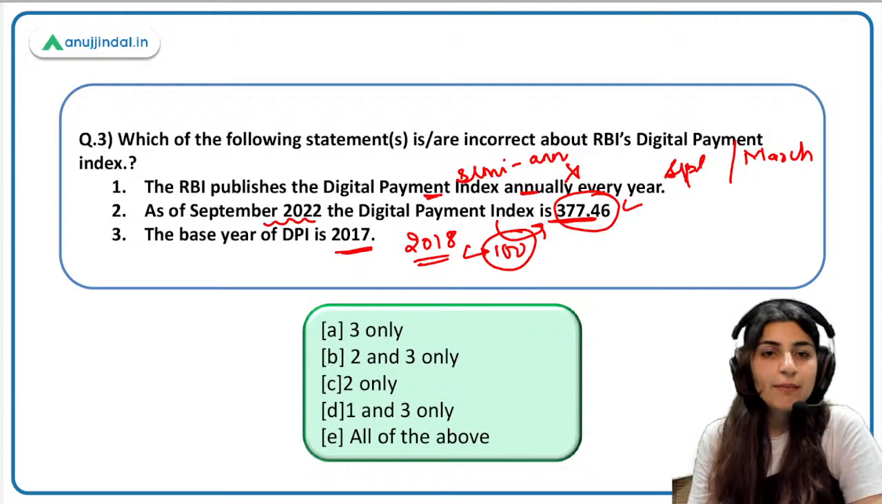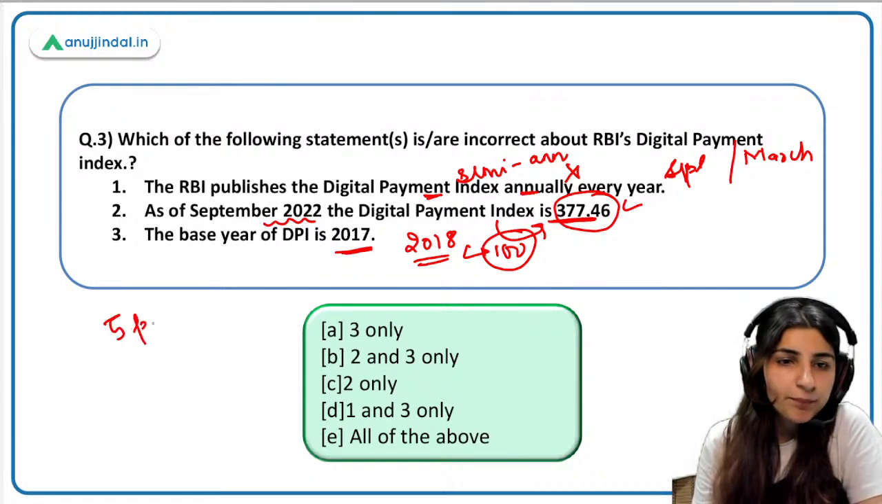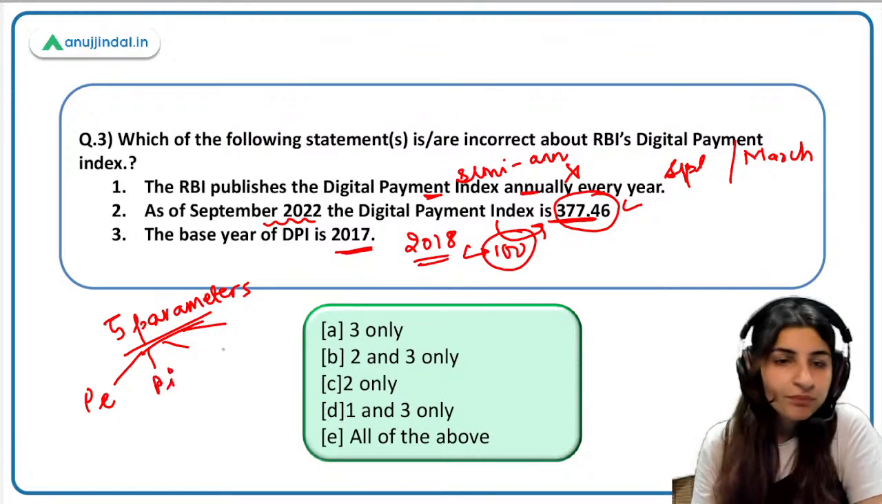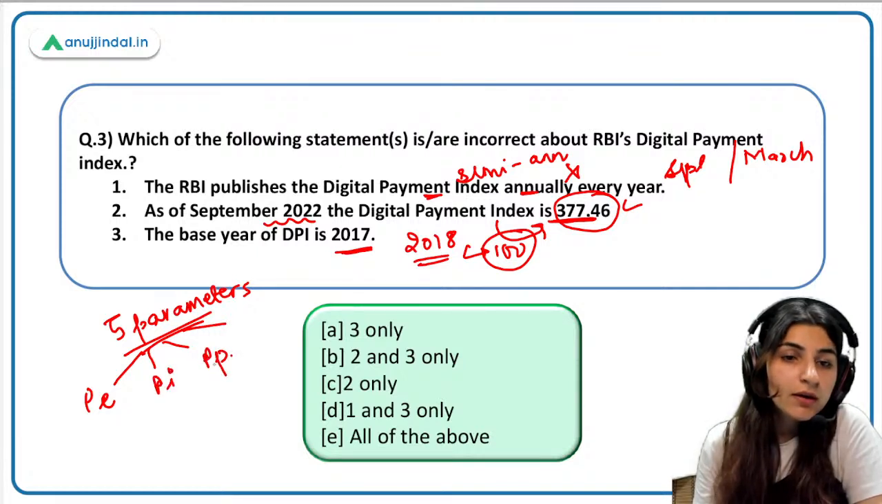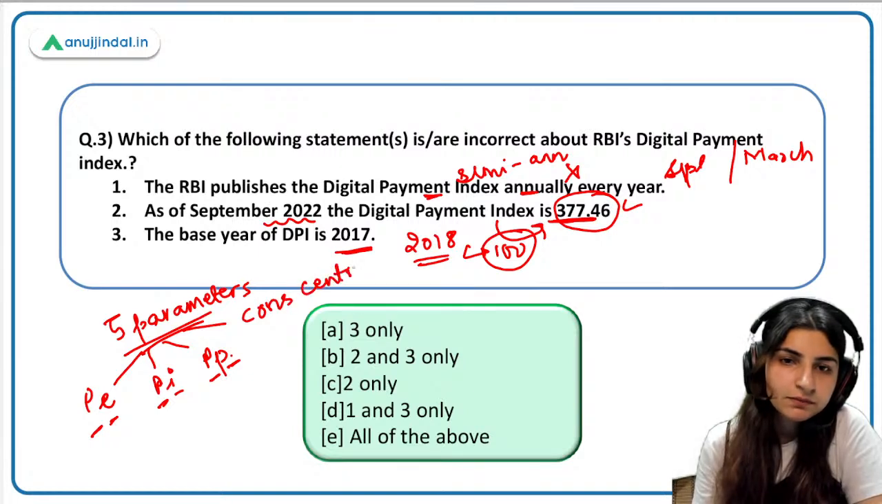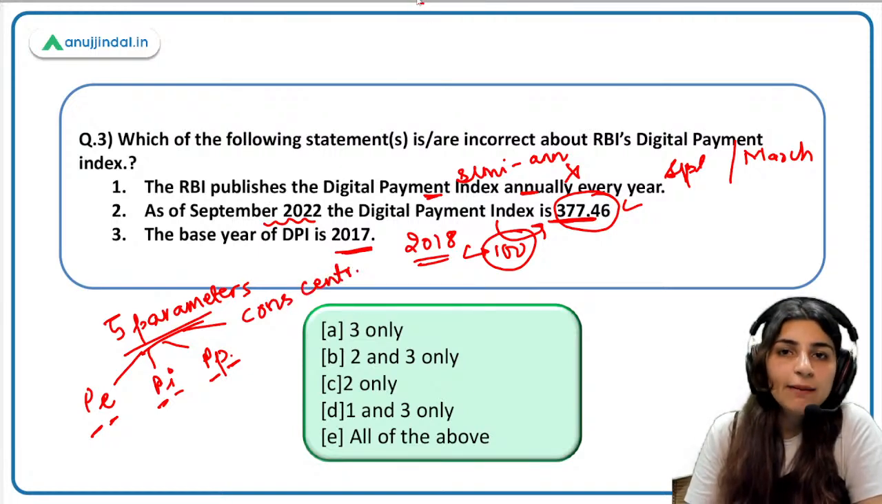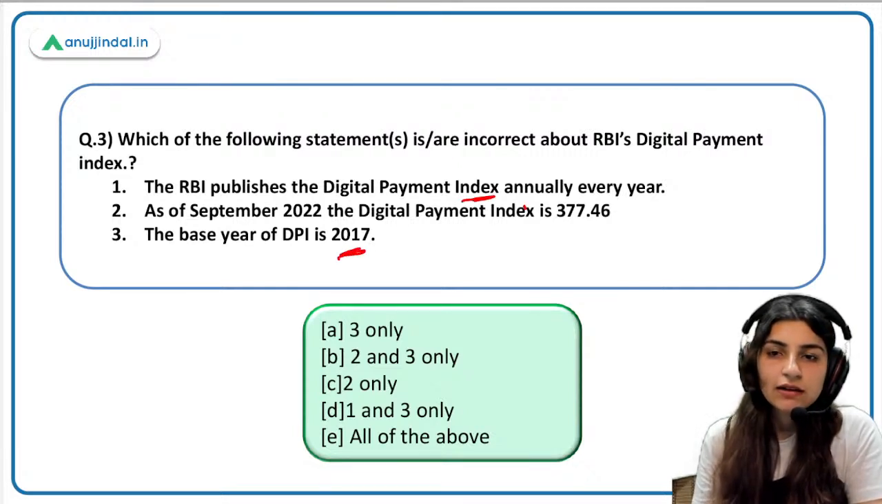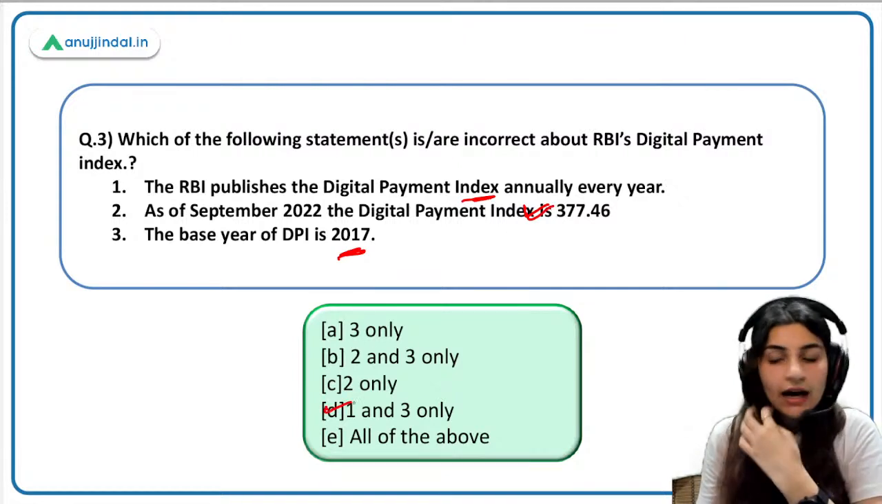Now, the digital payment index has 5 parameters. In this index, 5 parameters are mapped: payment enablers, payment infrastructure, payment performance, and consumer centricity. So the payment index is mapped on 5 parameters. So here this statement is incorrect, this statement is incorrect, and the second statement is correct. So 1 and 3 are incorrect. Okay.